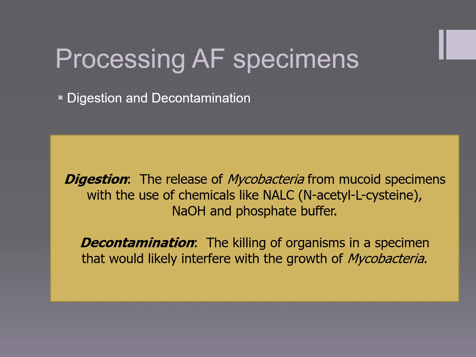Now, anytime we're processing acid-fast specimens, we do have to do a procedure known as digestion and decontamination. Digestion is the procedure that we use to liquefy the specimen and release organisms. Decontamination is a method that we use to kill normal flora but interfering flora. So the digestion is when we use chemicals to release the mycobacterium from mucoid specimens with the chemicals such as NALC and NaOH and phosphate buffer.